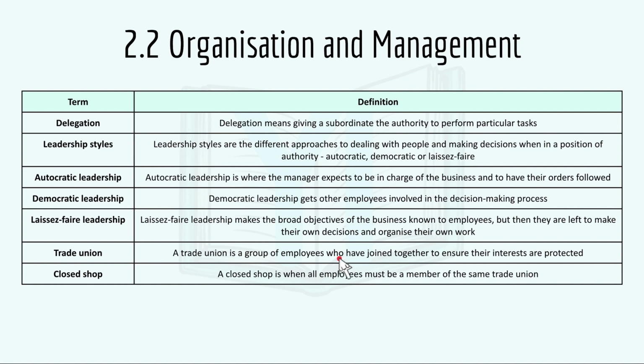And a trade union is a group of employees who have joined together to ensure their interests are being protected. And closed shop means that all employees must be a member of the same trade union.